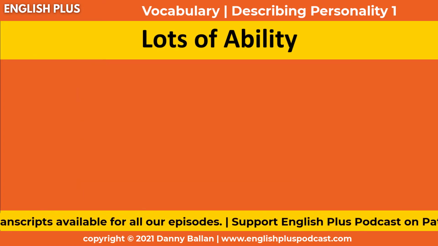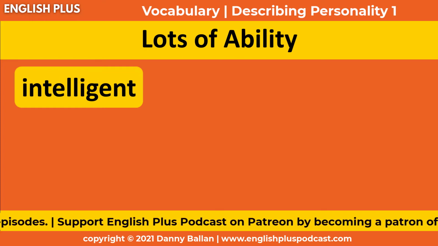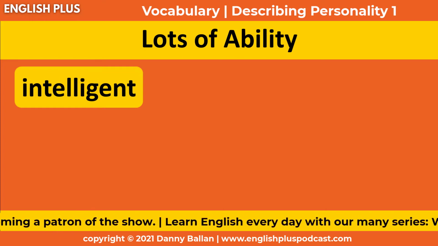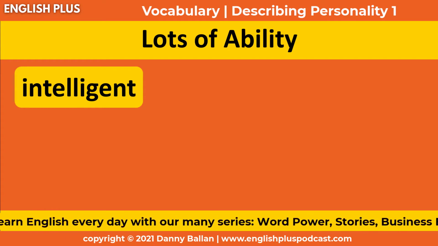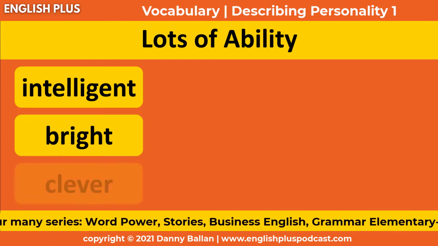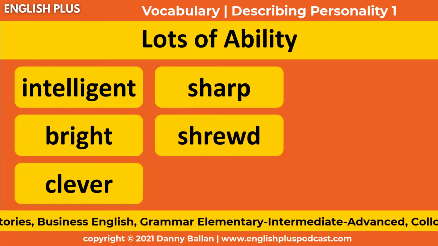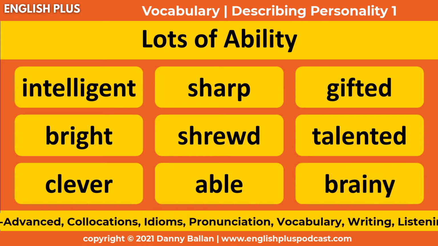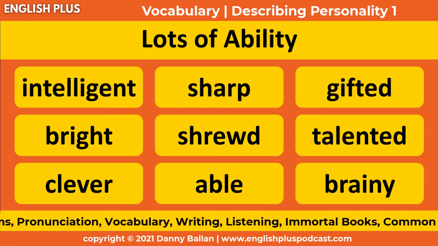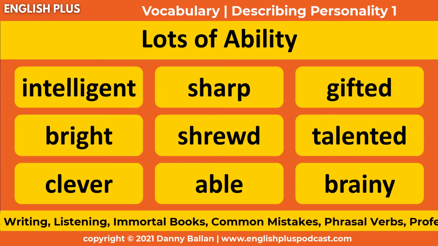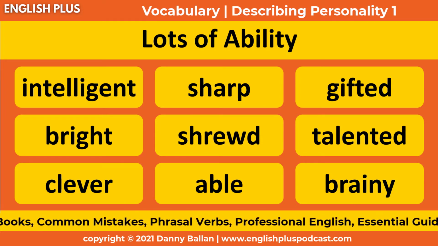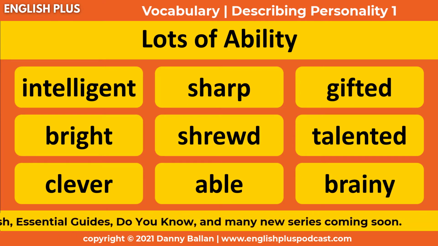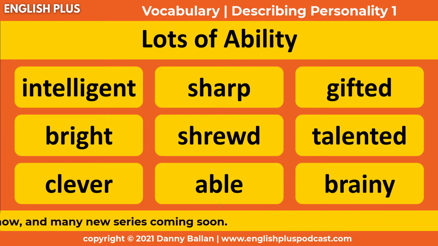It's not just one word. Maybe some words come to mind immediately when we talk about lots of intellectual ability, like the word intelligent, for example. But that's not everything. We have other words too. We can say bright, clever, sharp, shrewd, able, gifted, talented, brainy. All these words can be used to describe people who have a lot of intellectual ability, who are smart, who are intelligent, sharp, shrewd.